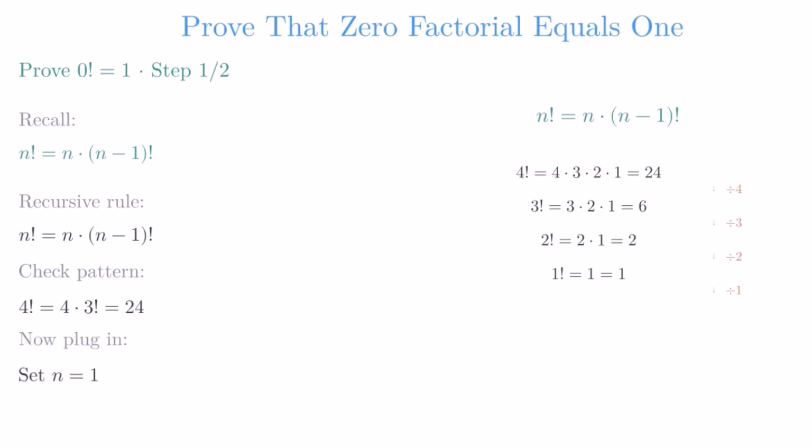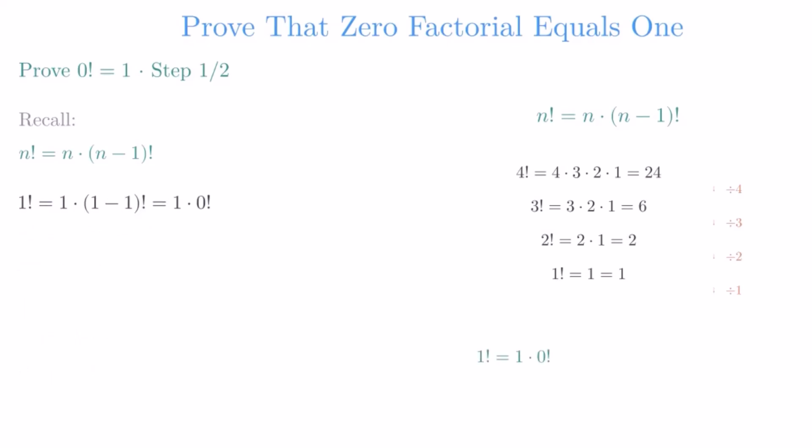Now set n equal to 1 in the recursive rule. 1 factorial equals 1 times 0 factorial. But we know 1 factorial is 1. Therefore, 0 factorial must equal 1.